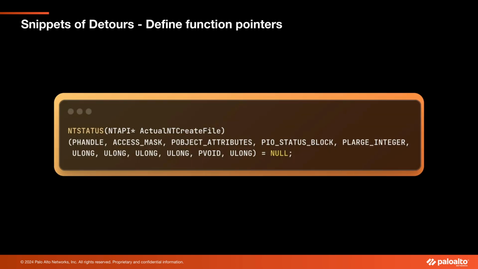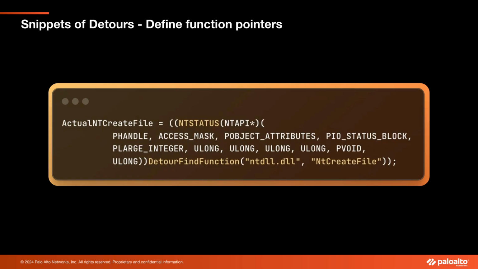So the first thing we wanted to do is define. We know that we need to catch NtCreateFile. So we already saw in this table what parameters NtCreateFile expects. So we define a function pointer as null because at this time we don't know where it is. And then the second step is look for that library.